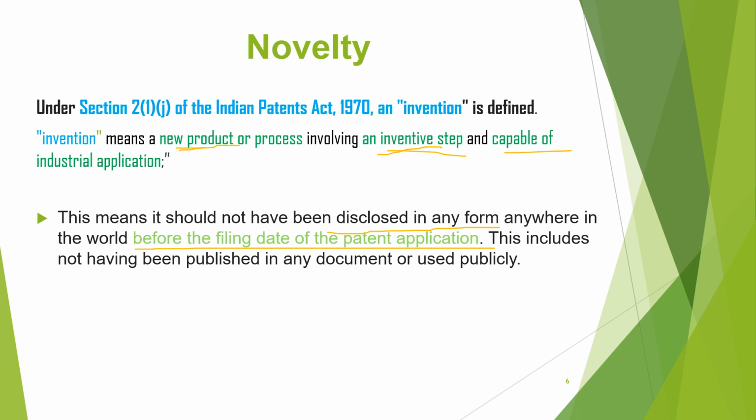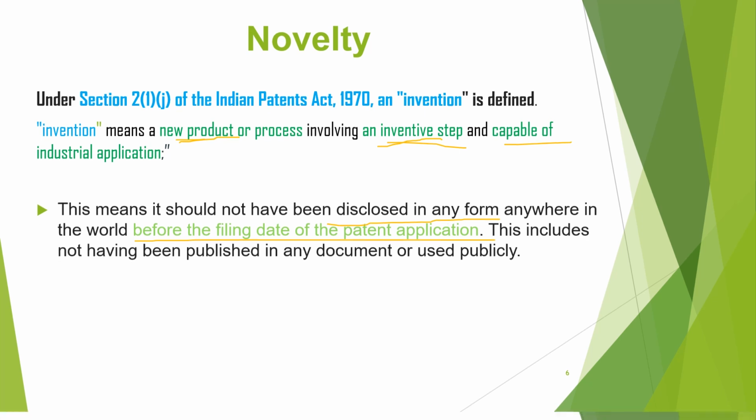But if any information is already available in the public domain in the form of publication, or it is being used in any part of the world, then you are in trouble. The probability of getting your patent is very less. This novelty includes not having been published. It shouldn't have been published in any document or used publicly.